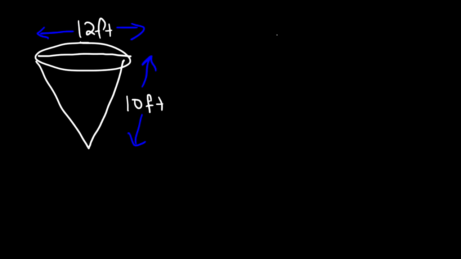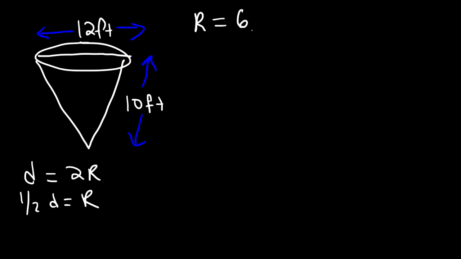Now the first thing we need to find is the radius. The diameter is twice the value of the radius, so therefore the radius is half of the diameter. So half of 12 is 6, so that's going to give us the radius. Now we need to find the height. We know that the slant height is 10. We've got to find the actual height.